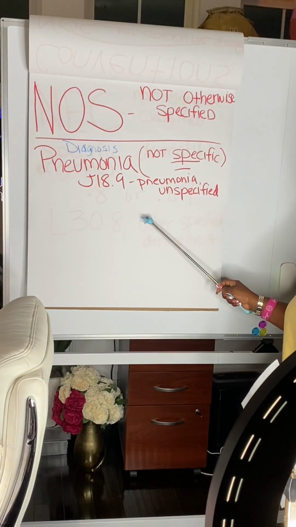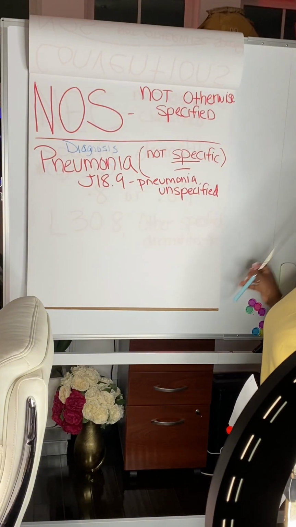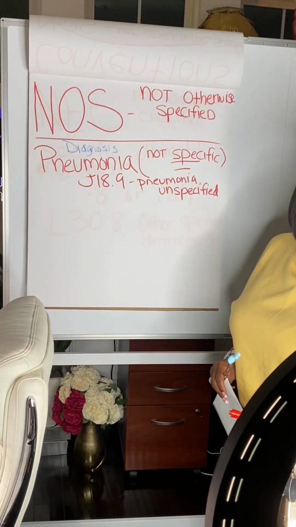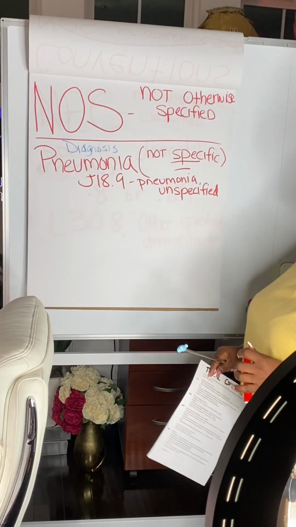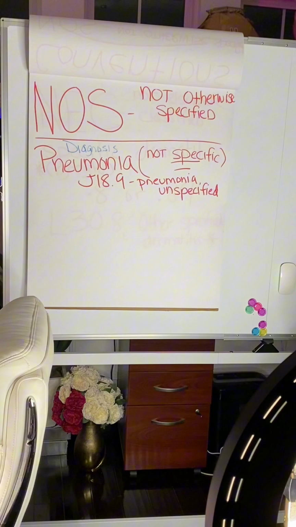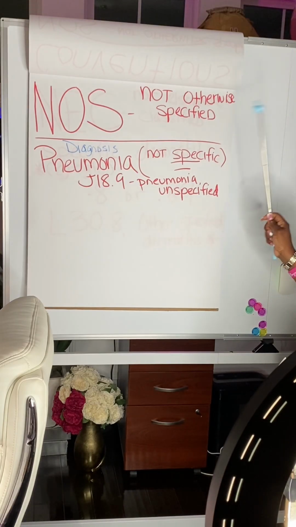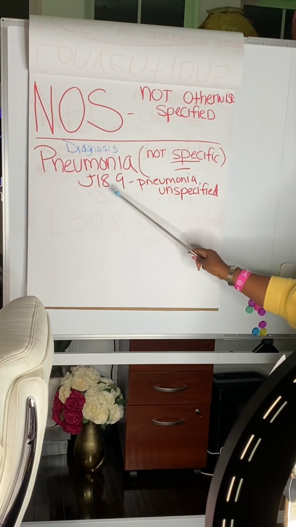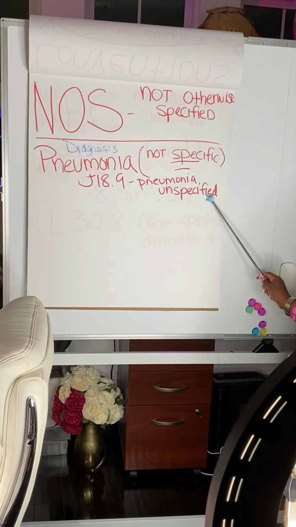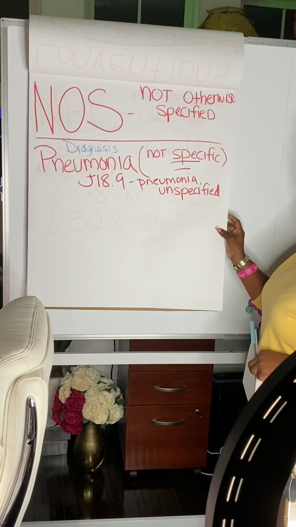If the diagnosis was just pneumonia all through the chart, all the physician said was pneumonia. Physician didn't say viral pneumonia. Physician didn't say bacterial pneumonia. Physician didn't say COVID pneumonia. Physician did not say staphylococcus pneumonia. The physician only said pneumonia. That is not otherwise specified. It's not specific. J18.9, pneumonia, unspecified. NOS. Here we go with NEC.